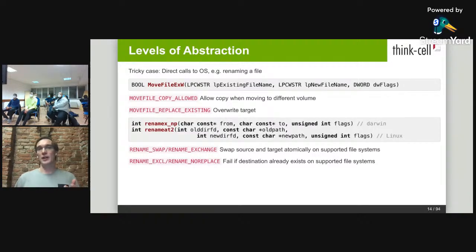On Linux and macOS, we have two different functions that are very similar, functional variants of the rename function. And they take different flags. One of those, rename swap, would allow us to swap a source and target file atomically, but only on supported file systems. And the other one is like the opposite of MoveFileEx. It tells rename to fail if the target file exists, but by default, it would override the target file. Okay, that seems useful, and parts of it match to each other.